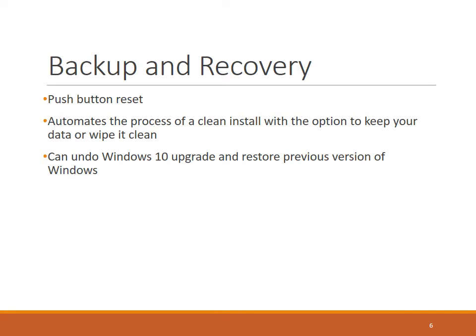I know when I upgraded to Windows 10 the first time, I ran into a few issues with my laptop that hadn't been resolved. This was when Windows 10 was back in beta, and this was my work laptop, so I needed it. I used this option to downgrade back to Windows 7, and it's very, very easy and very quick.